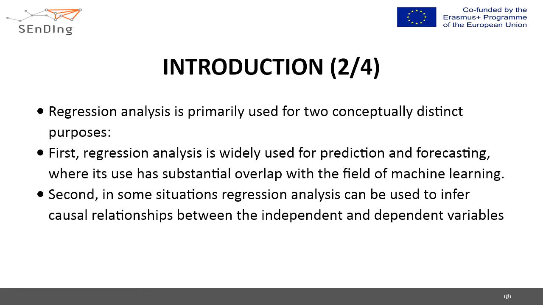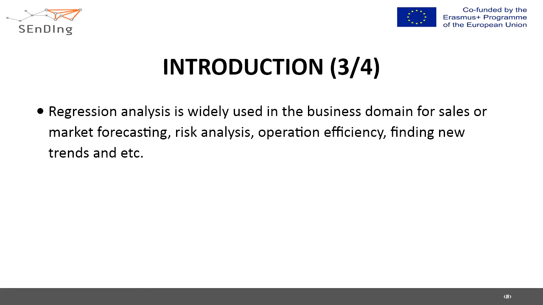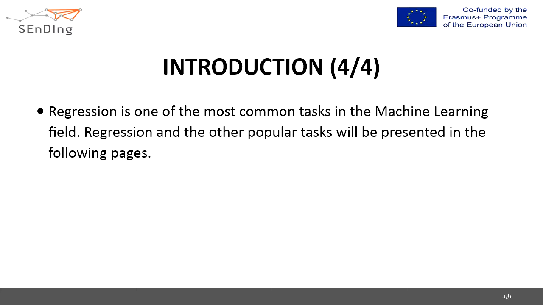Regression analysis is primarily used for two conceptually distinct purposes. First, regression analysis is widely used for prediction and forecasting, where its use has substantial overlap with the field of machine learning. Second, in some situations regression analysis can be used to infer causal relationships between the independent and dependent variables. Regression analysis is widely used in the business domain for sales or market forecasting, risk analysis, operation efficiency, finding new trends, etc. Regression is one of the most common tasks in the machine learning field.